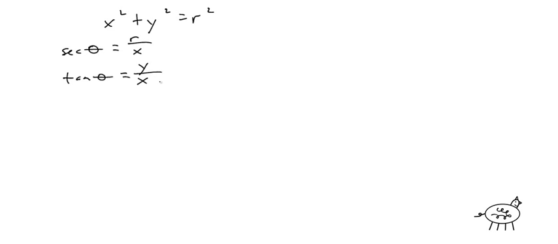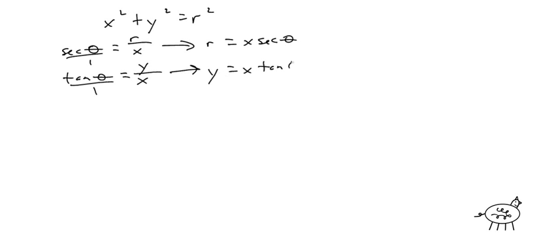Alright, next one is, again, going to be using x squared plus y squared equals r squared. Let's do secant of theta is equal to r over x, and tangent of theta is equal to y over x, the ox. For this one, if I cross multiply, I get r equals x secant of theta. And for this one, I cross multiply and I get y equals x tangent of theta.